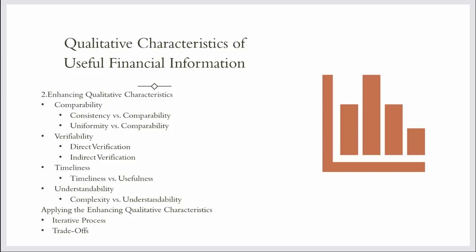Uniformity versus comparability. Uniformity means making unlike things look alike, which does not enhance comparability. Comparability requires truthful representations where similar items are shown similarly and dissimilar items are shown differently.